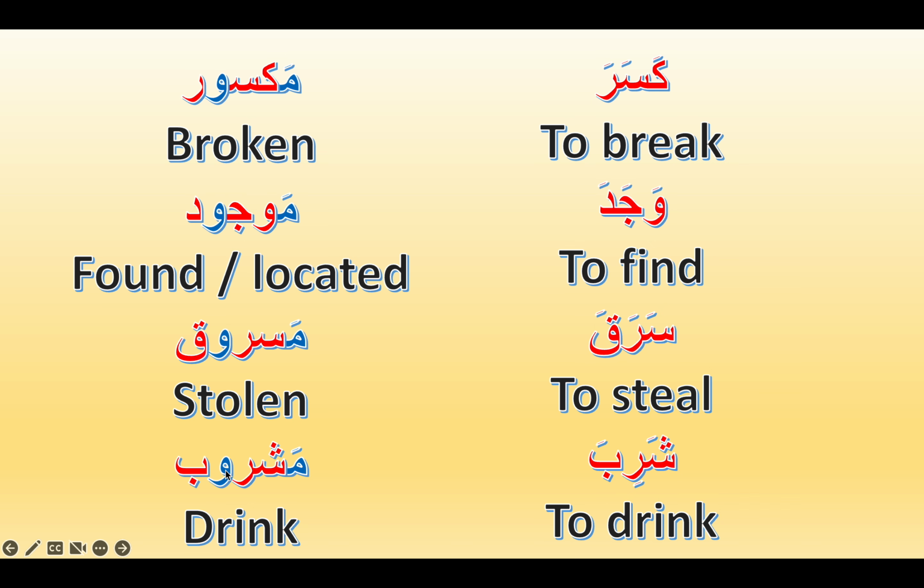شرب, to drink. Mashroob. Now this refers to a drink, the noun, a drink, like a Coke or a Fanta or a tea. So the ism maf'ul is not always an adjective. It can be a noun as well. For example, if you go to a restaurant, you'll see on the menu, al-mashrubat. That means the drinks, okay?